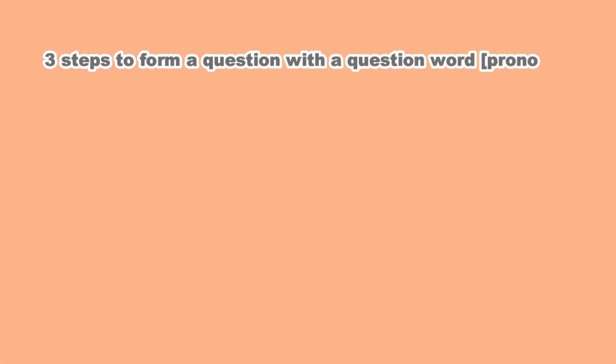So good news for you is that forming a question using a Chinese question word is pretty simple. It takes 3 steps. Step 1, you need to form a statement. This statement can be a possible answer you want to hear. For example, if you want to ask somebody's hometown, your statement is probably, my hometown is located in a country or a state or a city's name.